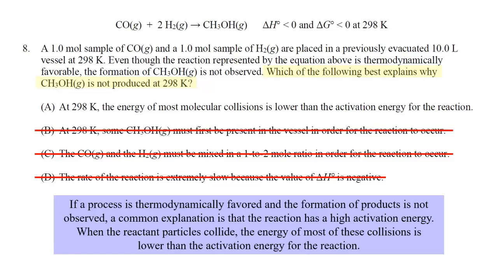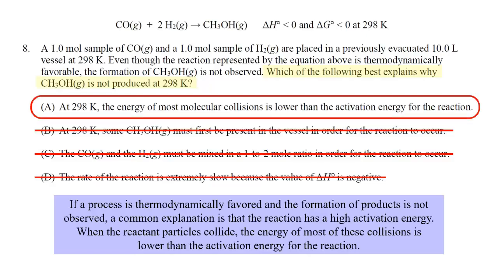Remember, we're talking about a high activation energy for the reaction that leads to a very slow reaction rate. So if a process is thermodynamically favored and the formation of the products is not observed, a common explanation is that the reaction has a high activation energy. So when the reactant particles collide, the energy of most of these collisions is lower than the activation energy for the reaction.